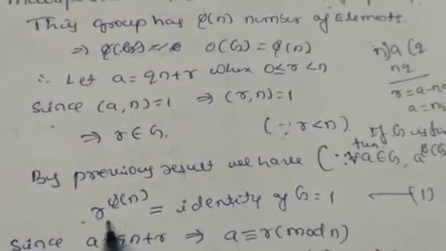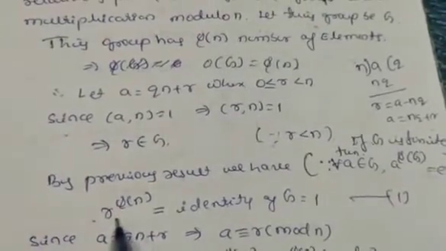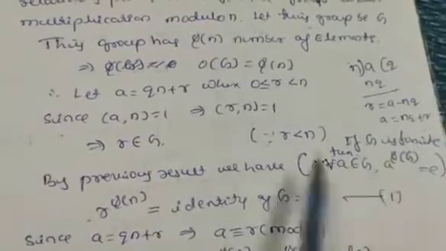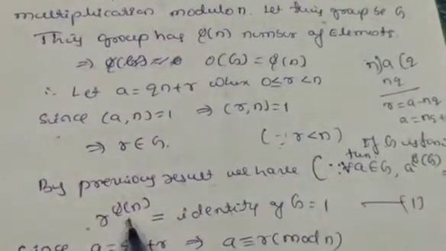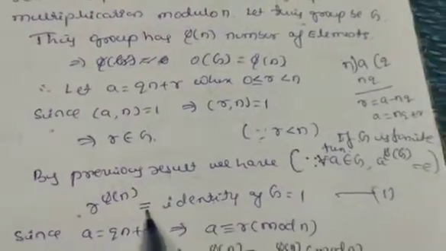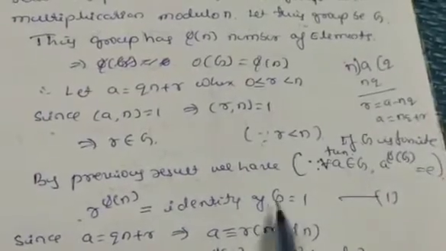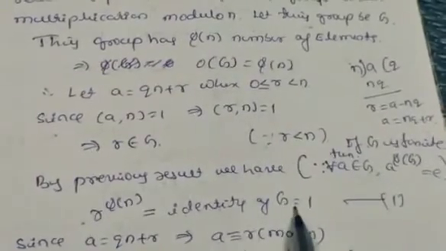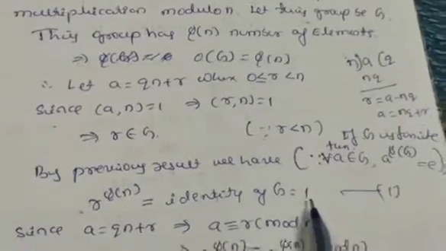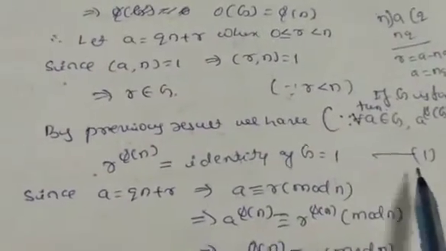So this implies here, instead of a we have r. r to the power of phi of n is equal to e. e is the identity element of G, which here is 1. Take this as equation number 1.